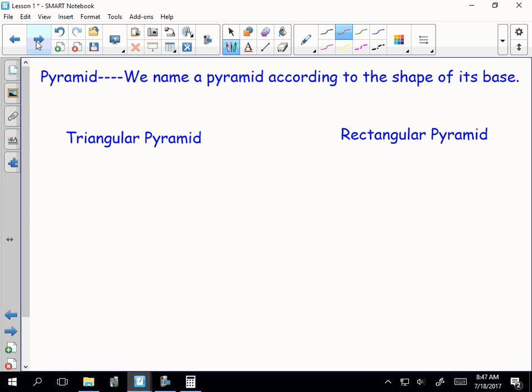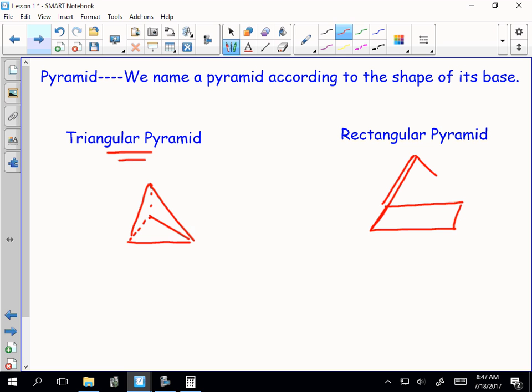So if we want to name and draw the shape, a triangular pyramid has a triangular base. And then everything works up to the central point from there. A rectangular pyramid is going to have a rectangular base. And then you have your central point that you're drawing all of your pieces to from there.